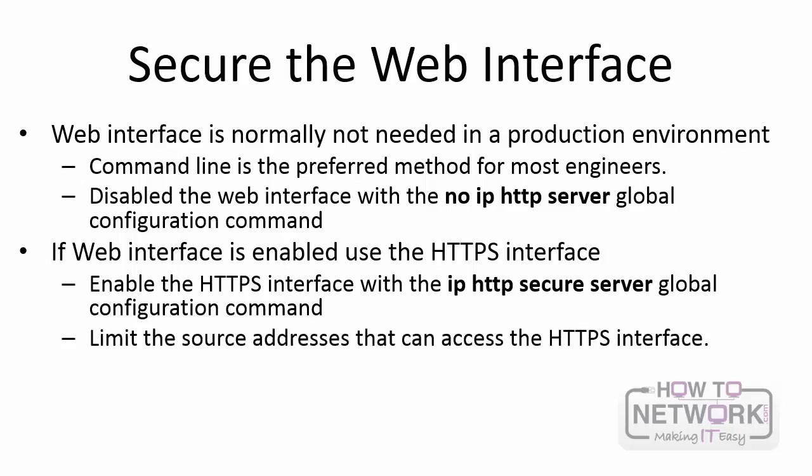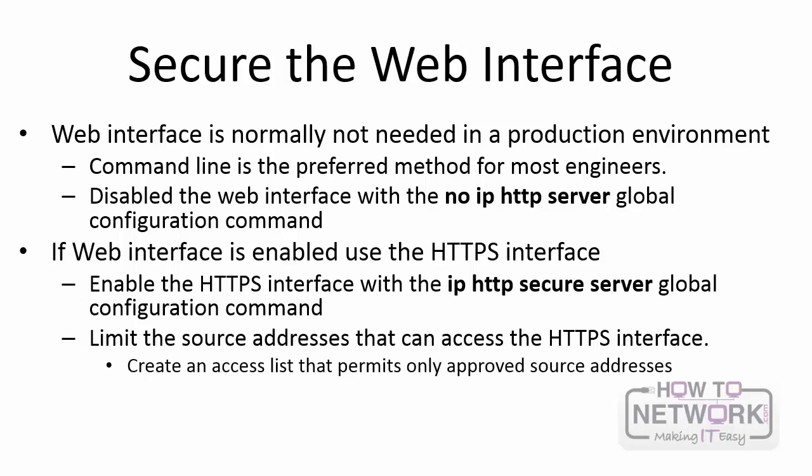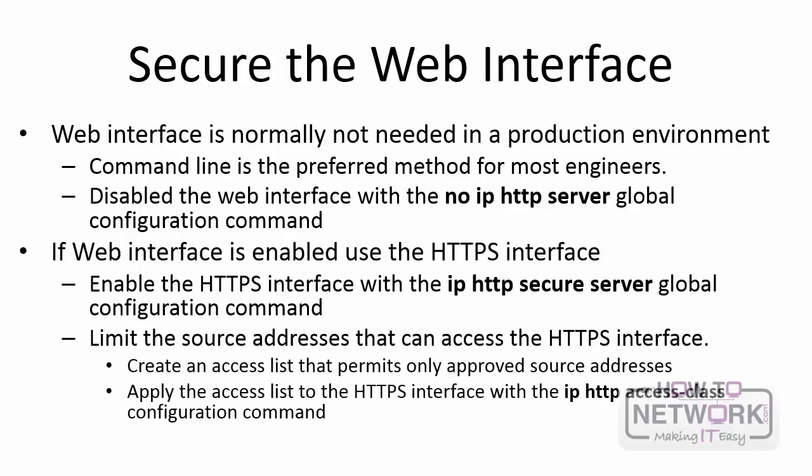Finally, if you're going to allow HTTPS access, you'll want to limit who can actually access that web page. And you would do that using the ip http access-class configuration command, where you would actually specify an access list that would only permit source IPs from the subnet specified to access the switch web page.